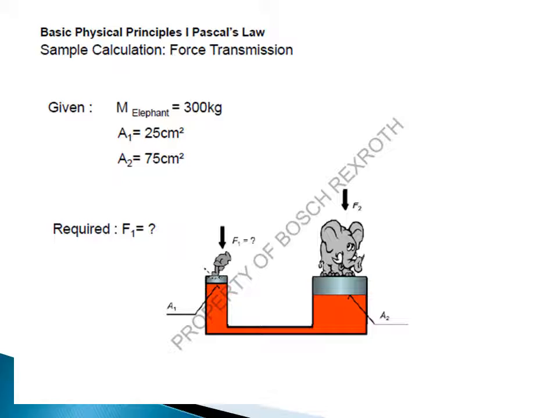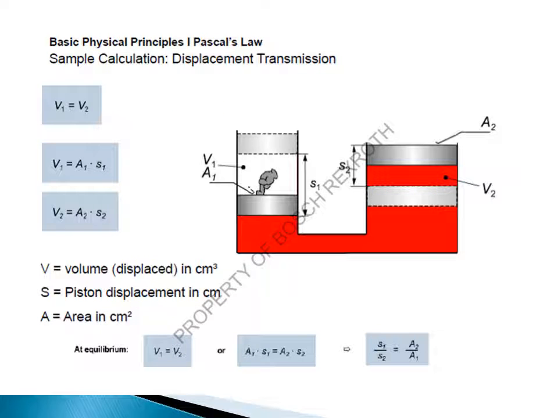It means this is the advantage of Pascal's law, where you can use the force transmission, and this maximum load can be transmitted with the help of the smaller load. Now this you can easily calculate because F1 upon F2 equals A1 upon A2, right? So this F1 is calculated.